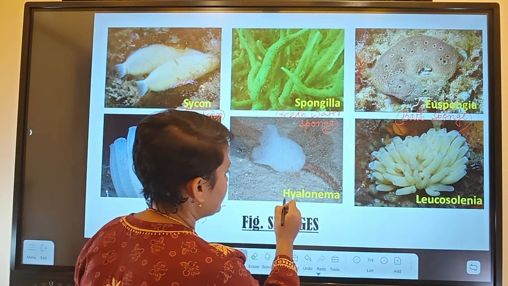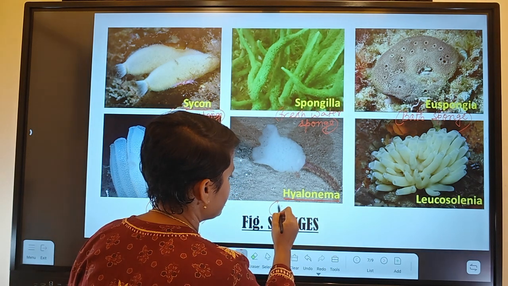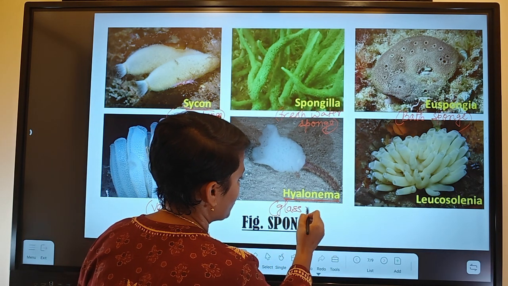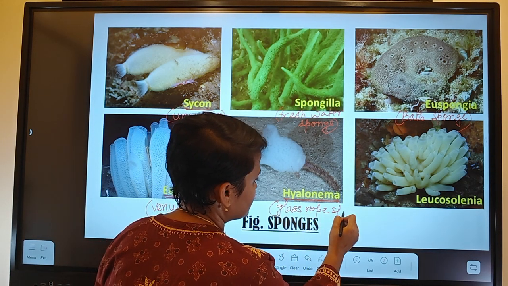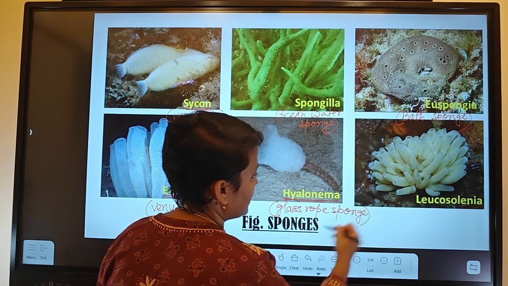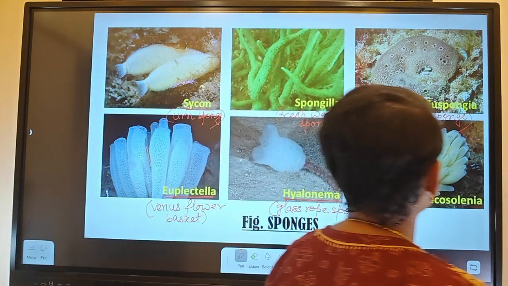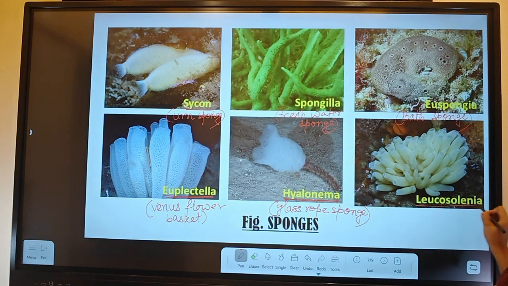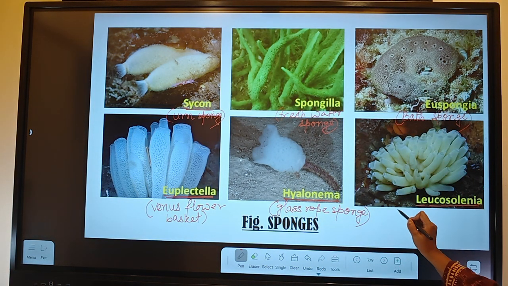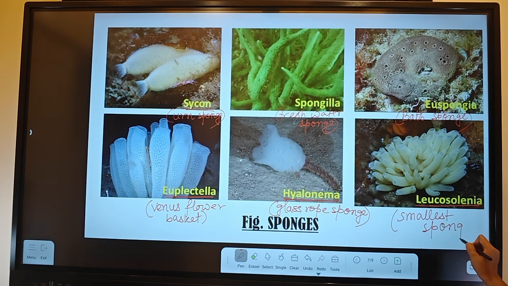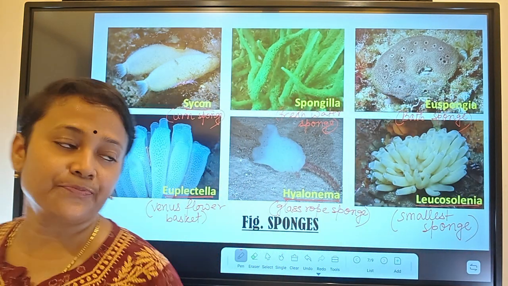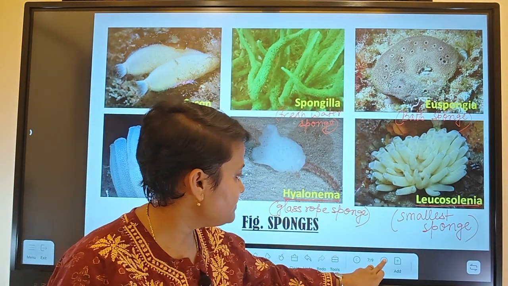Coming to Hyalonema. Hyalonema is also called glass rope sponge. The stalk of this Hyalonema is like a glass rope. Here it is not visible like this. And lastly, Leucosolenia. Leucosolenia is the smallest sponge. So these are the examples. Coming to the next one.